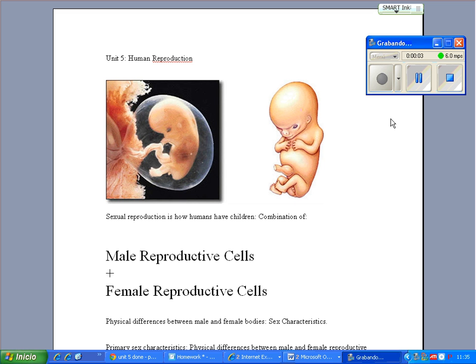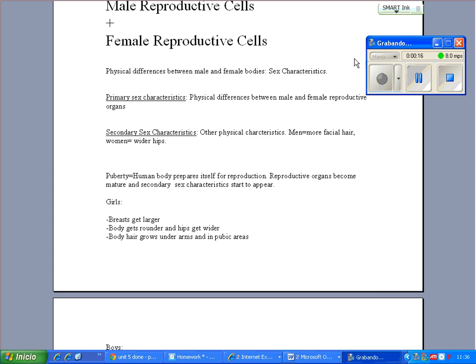Unit 5, Human Reproduction. Sexual reproduction is how humans have children. It's a combination of male reproductive cells and female reproductive cells. Physical differences between male and female bodies are called sex characteristics. Primary sex characteristics are physical differences between male and female reproductive organs. Secondary sex characteristics are other physical characteristics. For example, men have more facial hair, and women normally have wider hips.